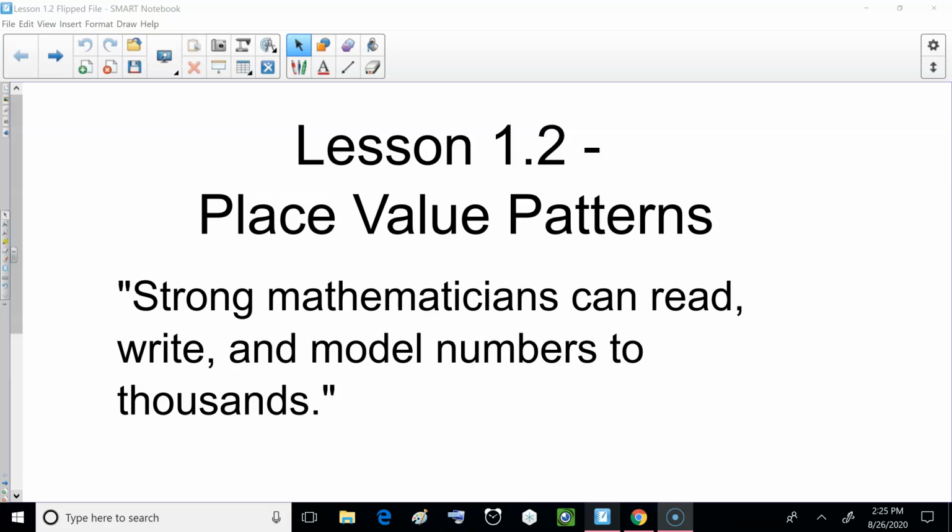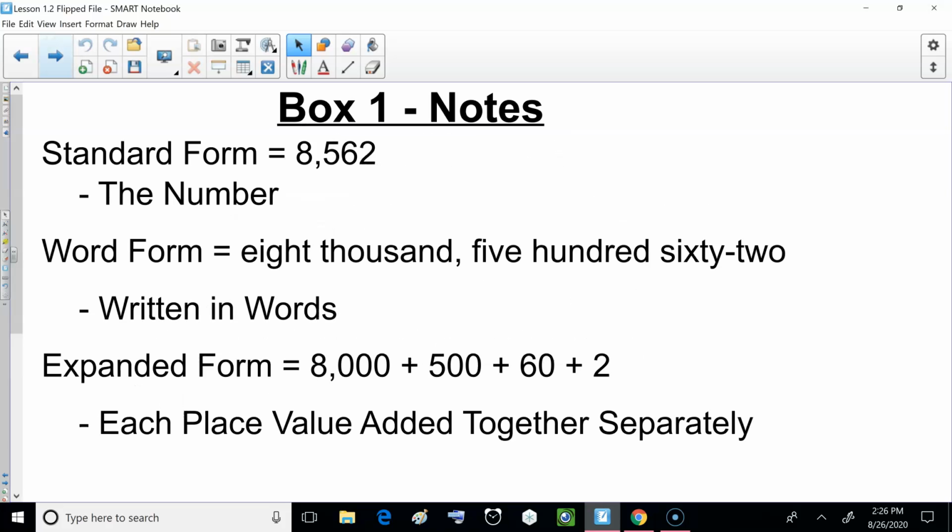So welcome to today's lesson, lesson 1.2, place value patterns. Our goal is that strong mathematicians can read, write, and model numbers to thousands. Right now in your notebook today, you need to put today's date and start to put down this information that you find in box 1. These are our notes that will help guide us with our examples and help us with our problems that we'll be working out later.